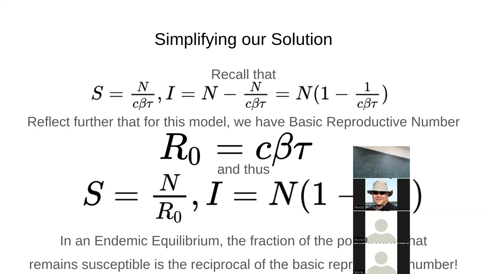Now, this should jive with what I was saying the other day, because in an equilibrium state where infection is circulating, how many people will an infected person infect before they've recovered? If it's in equilibrium, how many people will they infect before they recover?